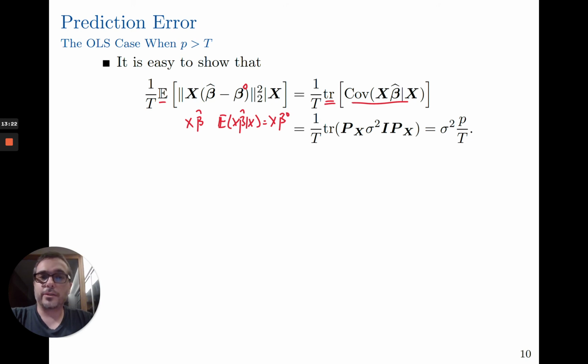But what's the covariance of x beta hat given x? So x is not random because we are conditional on x. So this is basically the trace of the projection matrix P_x, sigma squared identity, P_x. So we can put this sigma squared here and put P_x here. Why can we do that? Because we are working with the trace. The trace is a number, so we can work with that. But because this is a projection matrix, this is just P_x.